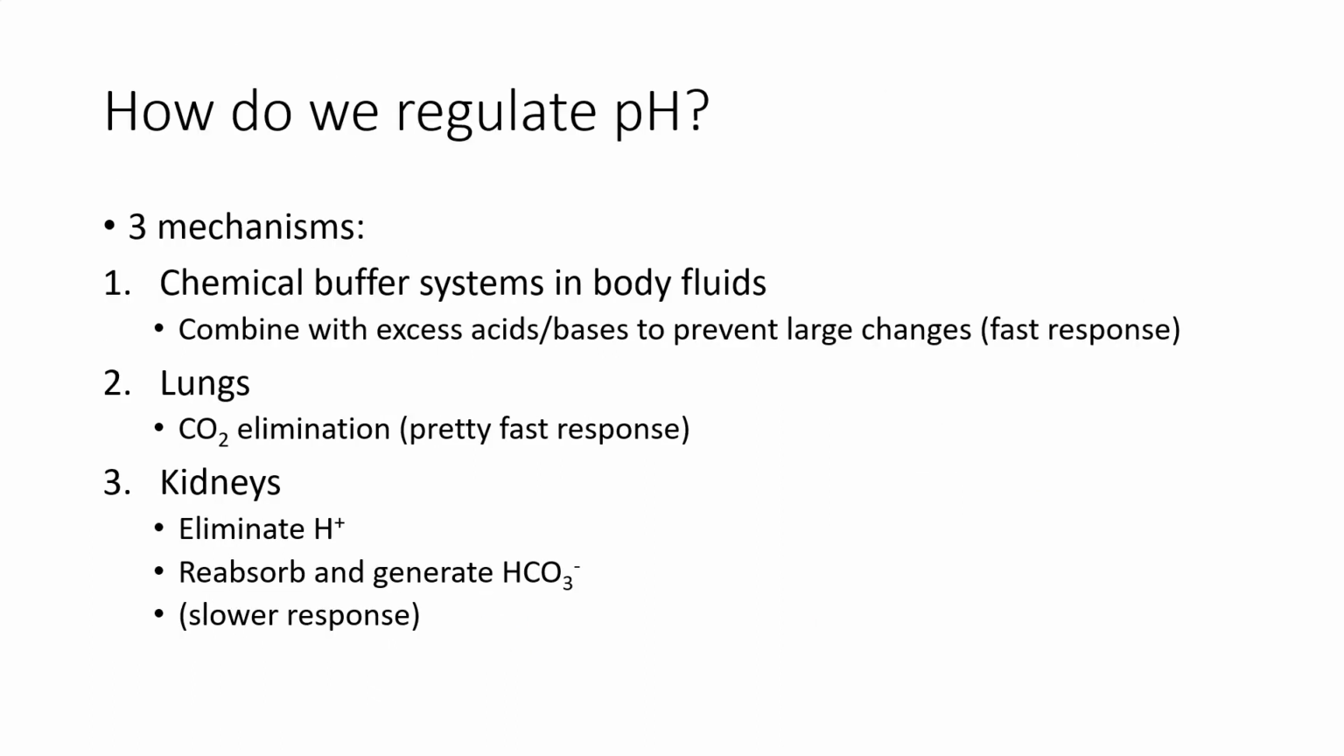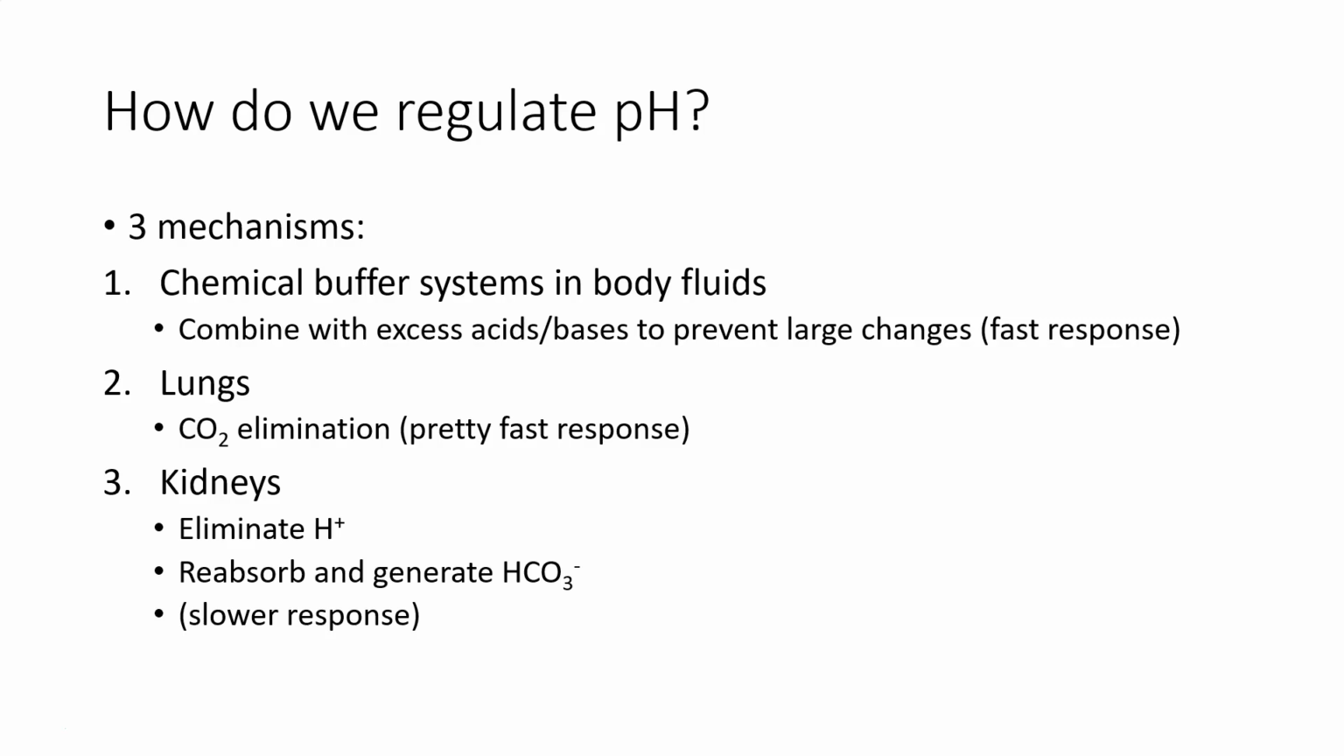And so because of this, we need to regulate our pH. And so we have three general mechanisms of pH regulation. We have our chemical buffer systems that are in our body fluids. These are the fastest response, and these buffers combine with excess acids and bases so that we don't have large swings in pH when we do have metabolic acids released into the blood.